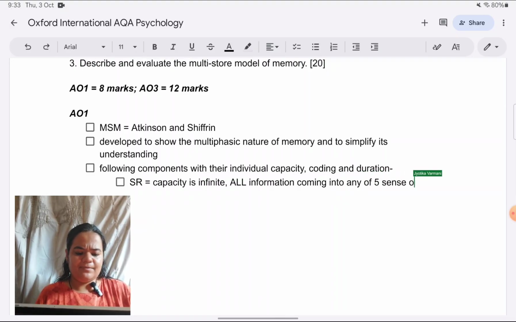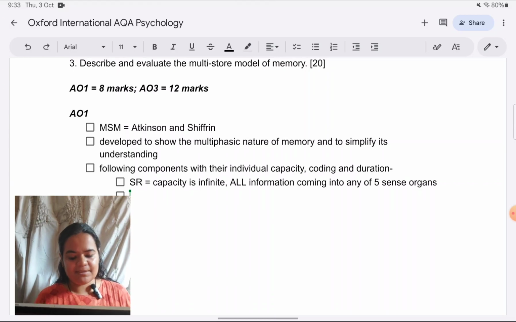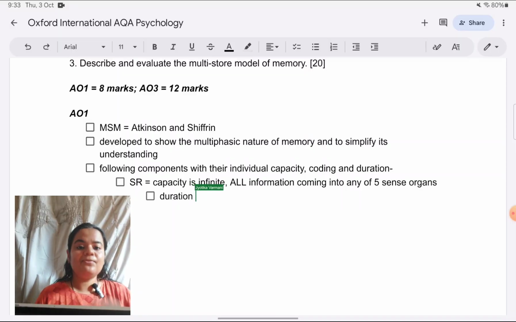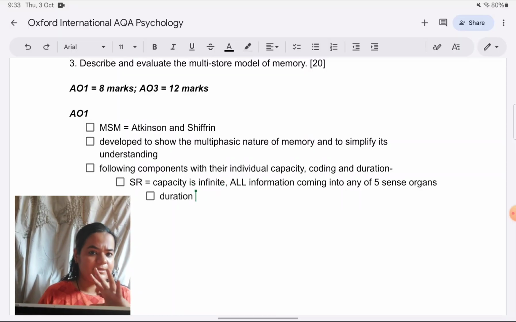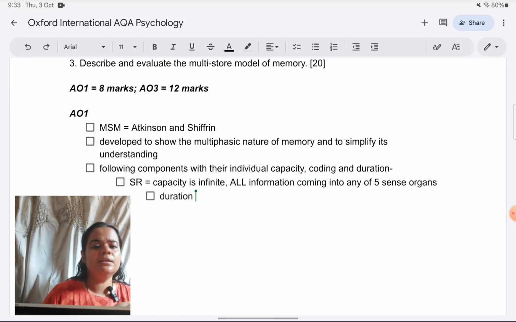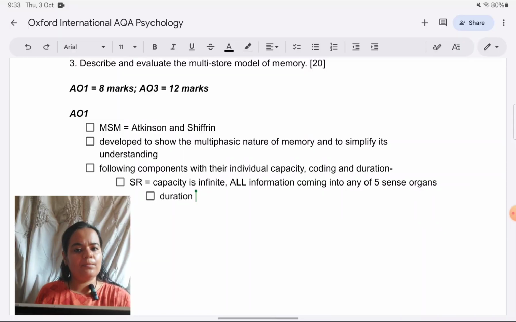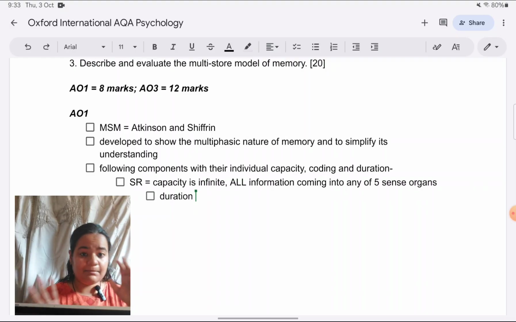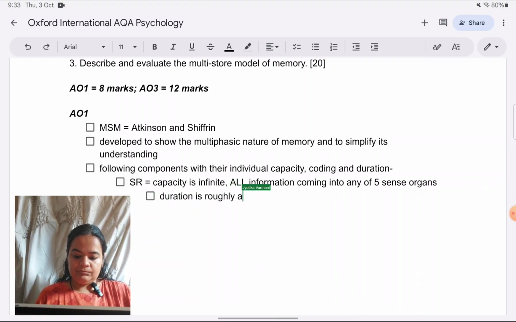You can name the 5 sense organs, though not very important. So you can talk about vision, audition, gustation. That's up to you. But I would just say 5 sense organs. In terms of duration, it is very, very brief. Each sensory modality or each sense organ has its own duration for how long it can hold information. But on an average, or if we take the most commonly used sense, which is of vision, it's roughly taken to be about 2 seconds. Like max estimated limit is 2 seconds. So we can say duration is roughly on an average for 2 seconds.